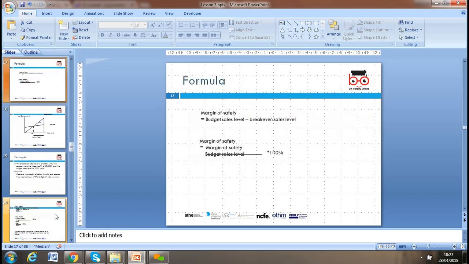So we'll go through. Margin of safety is budgeted sales level minus break-even sales level. The budgeted sales level will be given, what we really budget for, and the difference between it and the break-even will be our margin of safety.